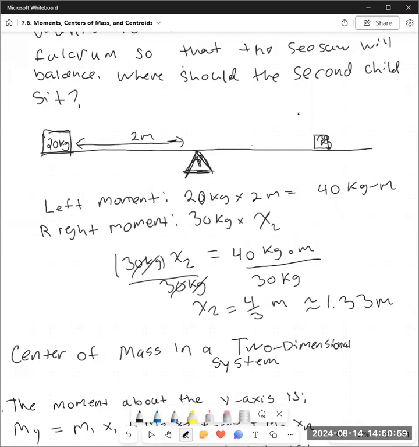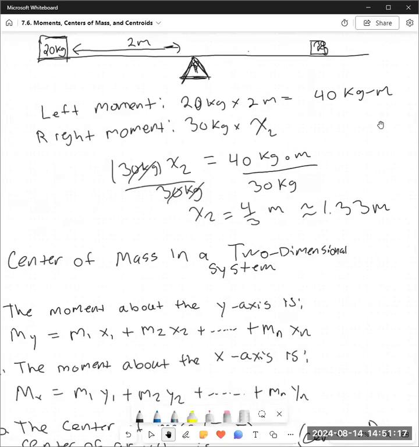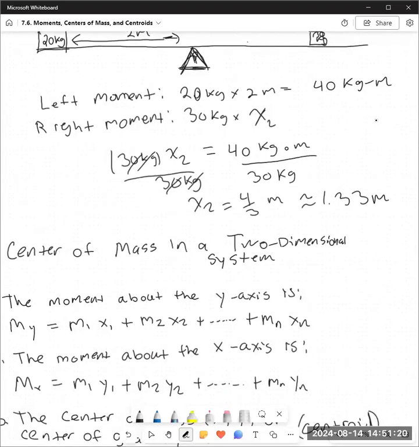And I'm going to call that x2 because this was m1 x1, and this is going to be m2 x2. So they need to be equal to each other for me to have the seesaw in balance. So I'm going to set them equal to each other. 30 kilograms times x2 is equal to 40 kilogram meters. Divide both sides by 30 kilograms. And I get x2 is equal to 4/3 of a meter.